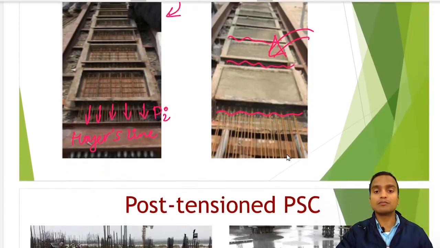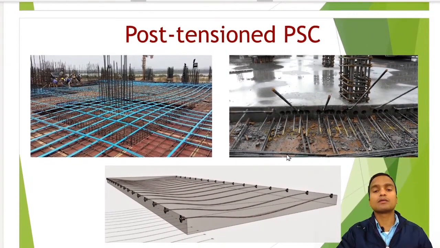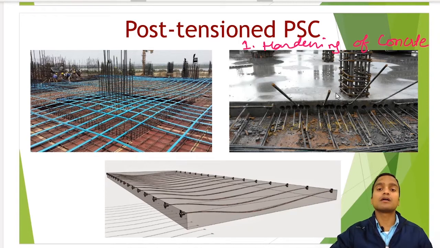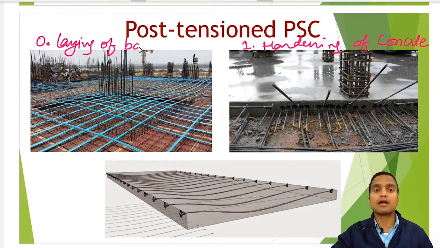Similarly, the other method of manufacturing PSC is post-tensioning. In this method, first of all we do the laying of the reinforcement bars, because we have to first do what? Hardening of concrete. So in the first step, hardening of concrete is done. Concrete has to be hardened after we have laid down all the reinforcement bars. So at the zero stage we can say laying of bars and ducts.